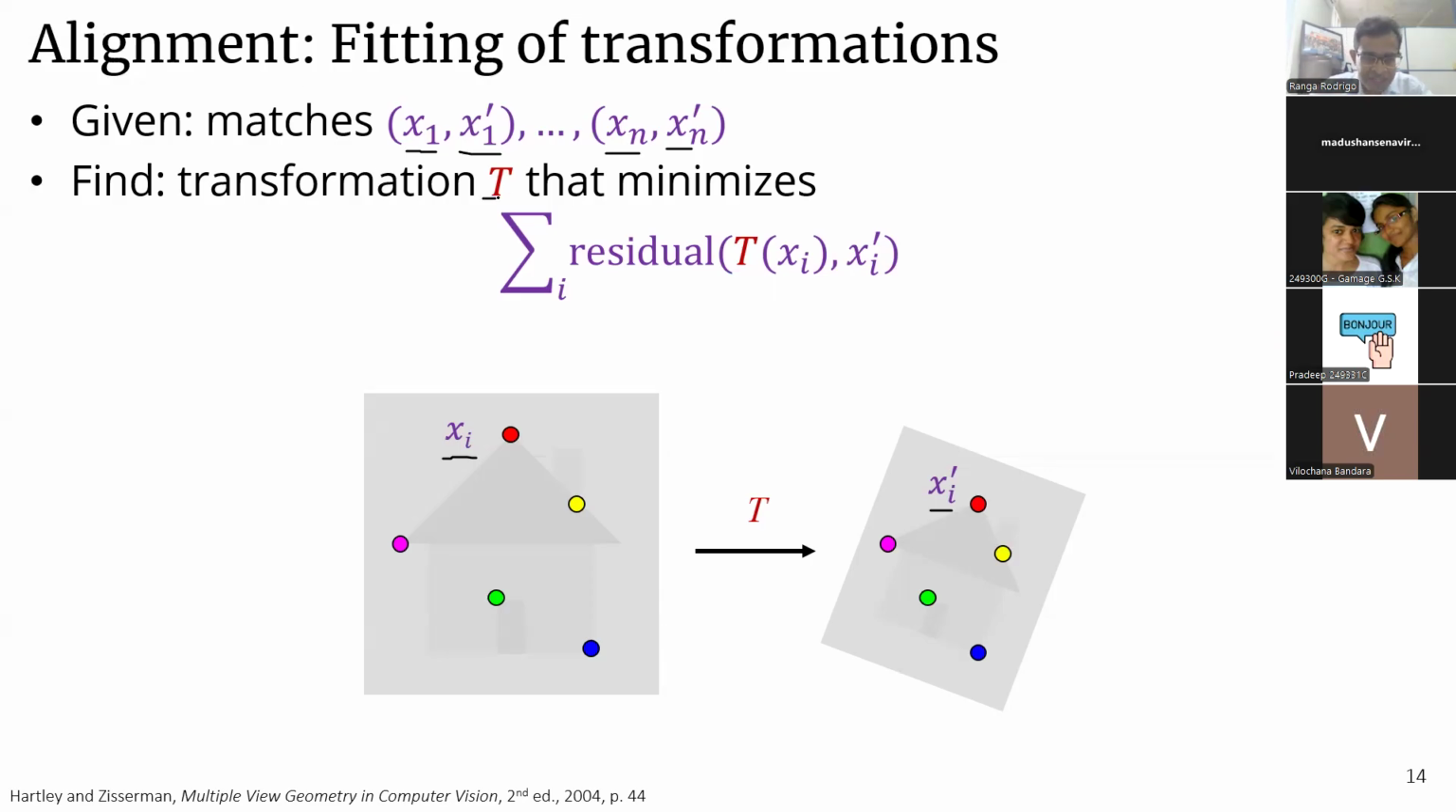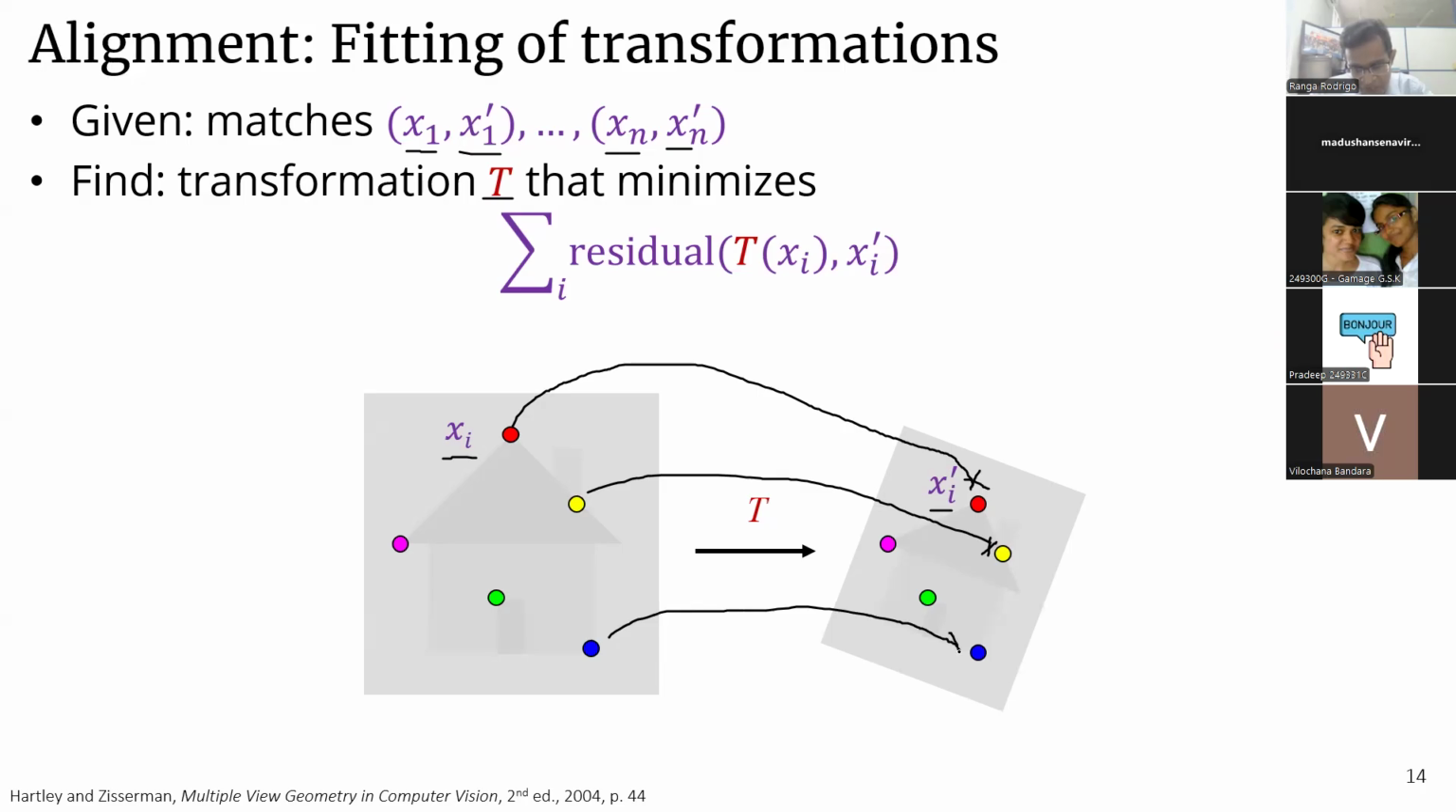Find the transformation T that minimizes the residual, that means the error between the transformed version of x_i and x_i prime. Hopefully, when you transform the yellow one, it will go very close to that. Maybe not exactly. The blue one, hopefully it will go very close, and so on.